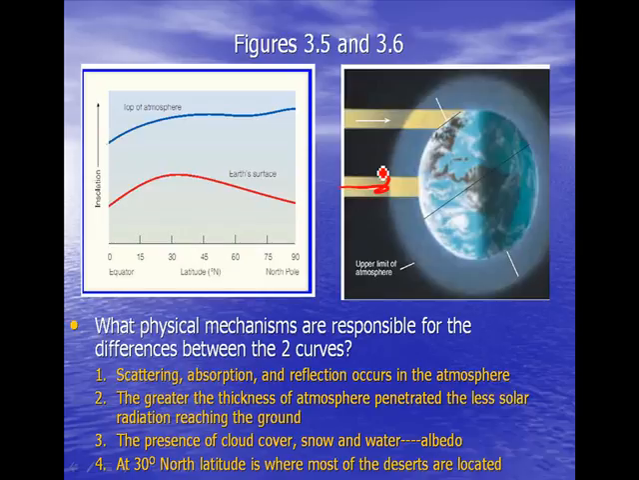Reason number 2, the thickness of the atmosphere penetrated. So if we look over here at figure 3.6, you'll notice that the shortest distance between 2 points is a straight line. Well, we see here the distance penetrated is a lot shorter through the atmosphere here than through this particular path right here. Also, the presence of cloud cover, snow, and water.